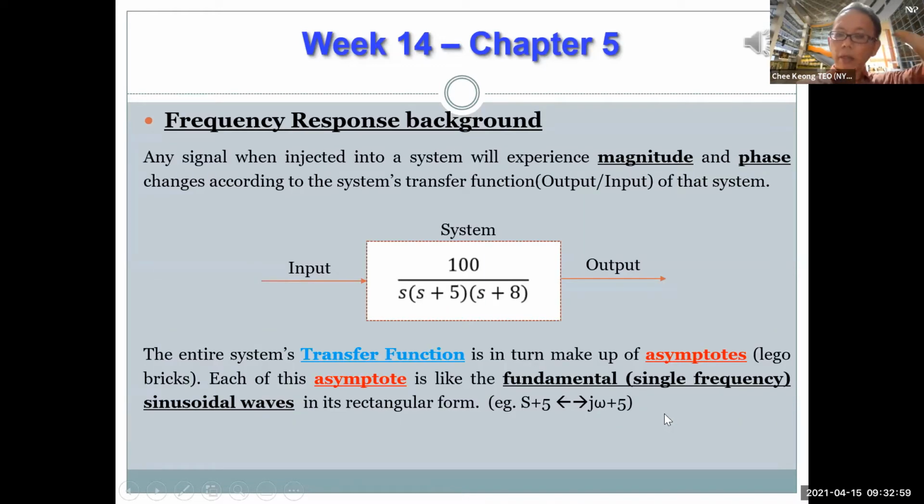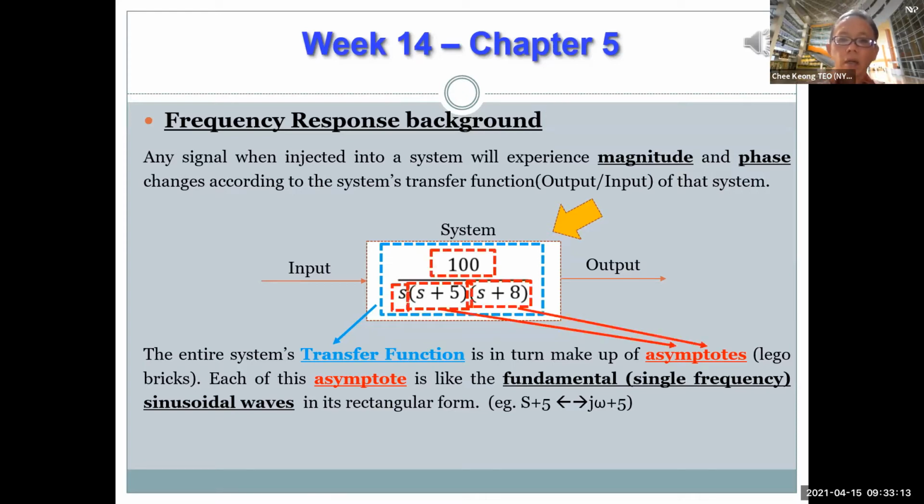Any signal, when injected into a system, will experience magnitude and phase changes according to the system's transfer function, i.e. the output over input of that system. The entire system's transfer function is, in turn, made up of asymptotes, Lego bricks. Each of these asymptotes is like a fundamental single frequency sinusoidal wave in its rectangular form. For example, S plus 5 can be viewed as j omega plus 5 when we replace S by j omega.